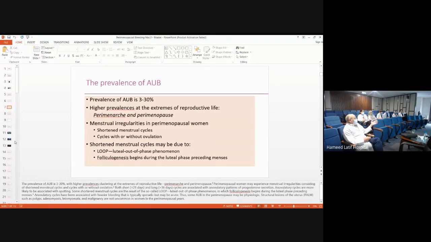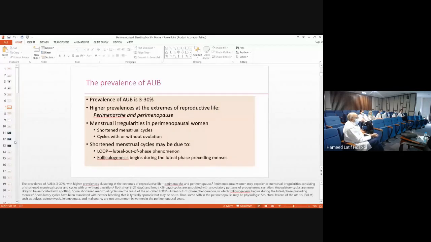And therefore, at that time, again, one has to adopt an attitude of deliberation, that you just wait and see, etc. And similarly, in perimenopause, again, when the ovarian function is dwindling. And then menstrual irregularities can be shortened menstrual cycle or cycles with or without ovulation. At these extremes of age, the reproductive age, the cycles are likely to be anovulatory as well.